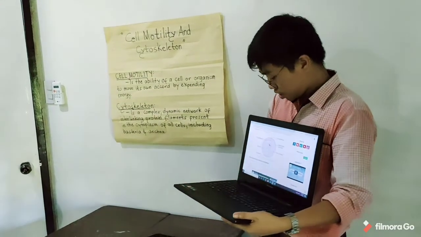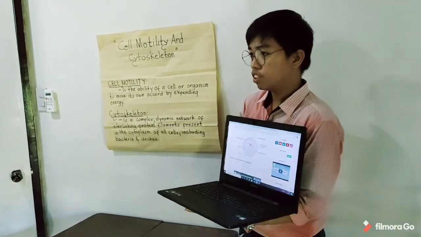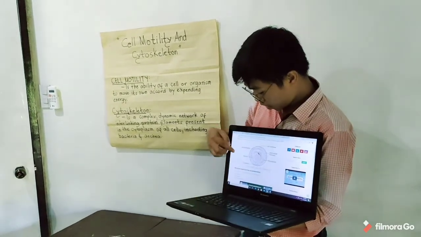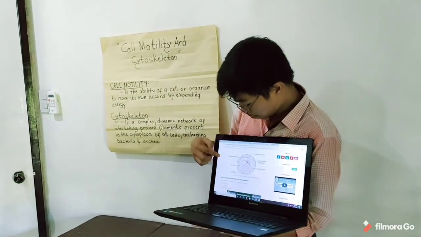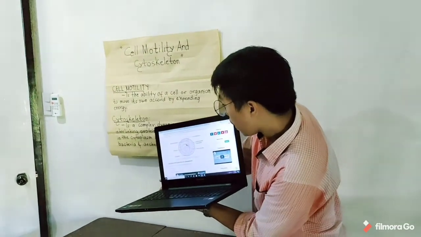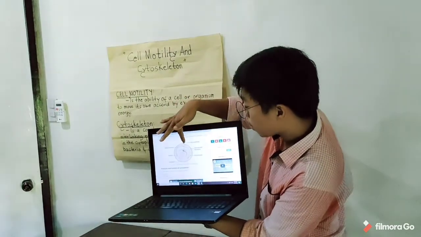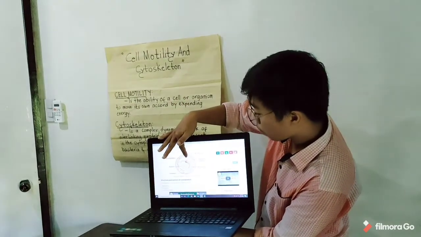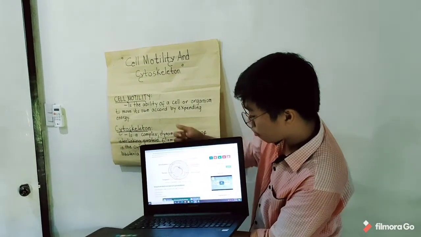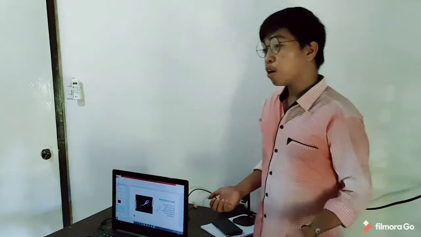Okay, this is the structure of the cytoskeleton. So we have here the cytoplasm, nucleus, and the microfilaments here, and the cell membrane in the upper part, and intermediate filaments, and microtubules. So now, let's talk about how sperm cells and egg cells meet.